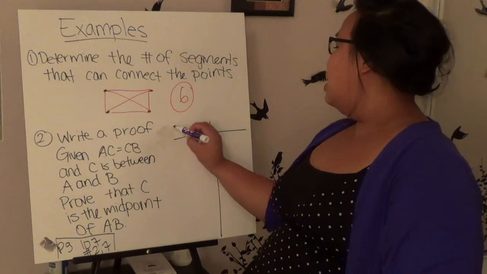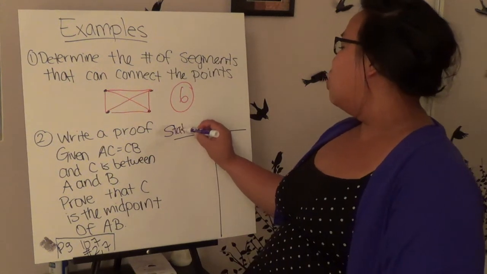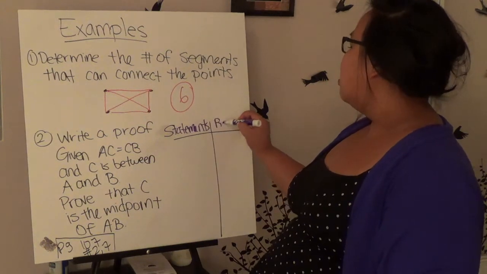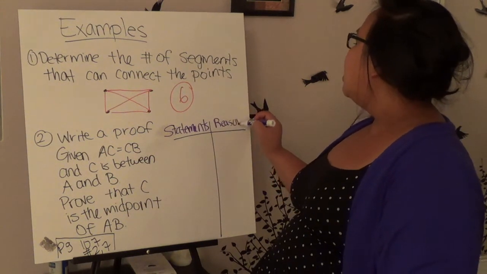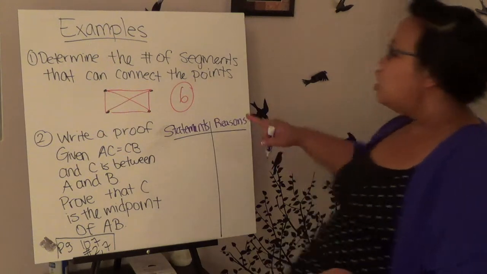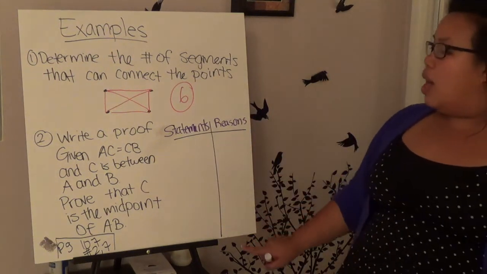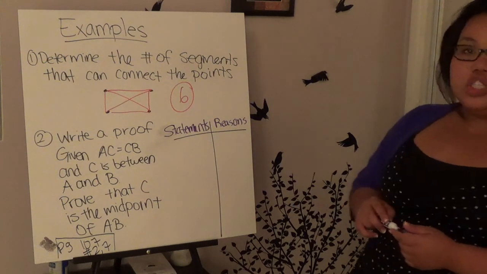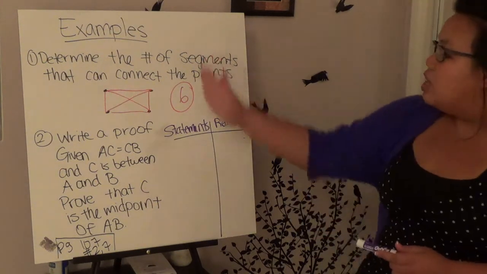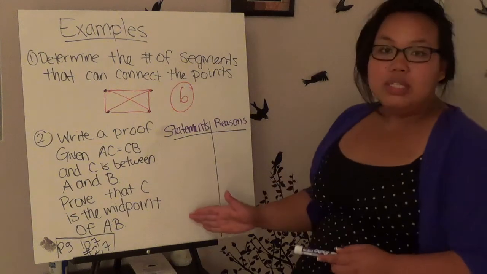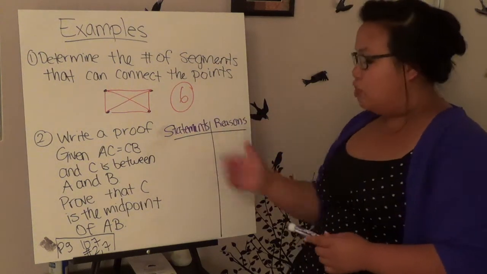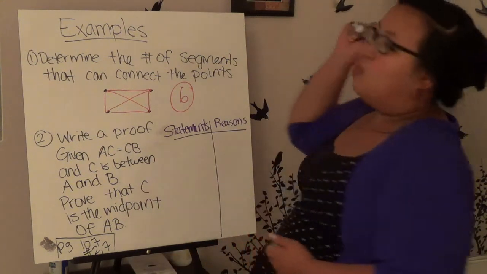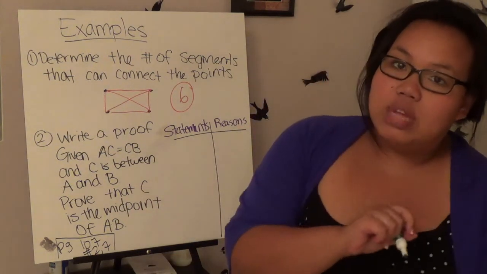The first one is statements. These are the things you're trying to prove true. And then the next one is reasons. In this reasons column, this is where you're going to use your postulates and theorems in order to prove the statement side. So this side is your statements, and this side is what you're using to prove the statement. And with any proof, you always start with the given.